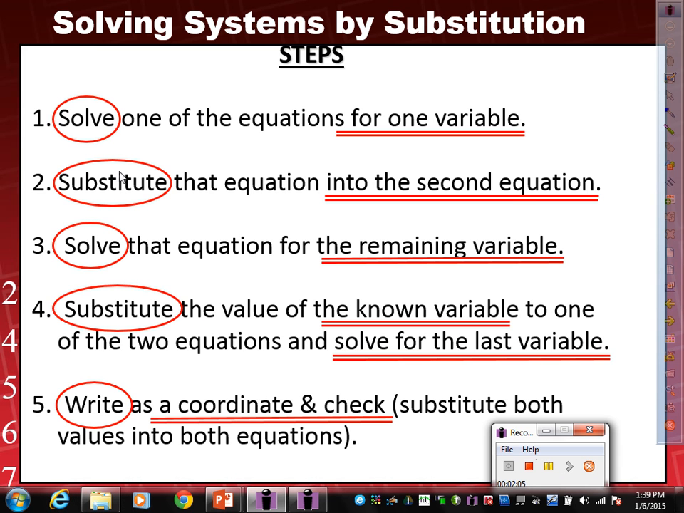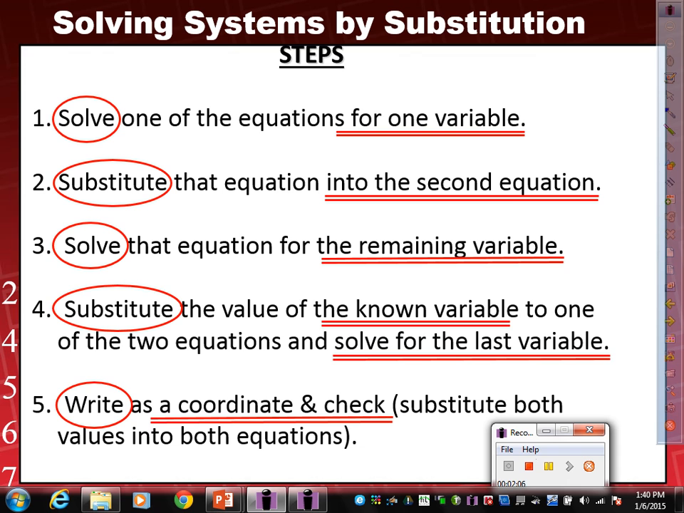The sign that I use for solve is going like this, because we usually think in order to solve something. So remember, first step is solve one equation for one variable. Does it say which equation? Does it say which variable? No, you get to choose. Step 2, substitute. Once we get that equation solved, you get that equation substituted into the second. I use this symbol for substitution. Third, solve for the remaining variable of that equation. And at the end, substitute that value to solve for the last variable. At the end, you write a coordinate and check.